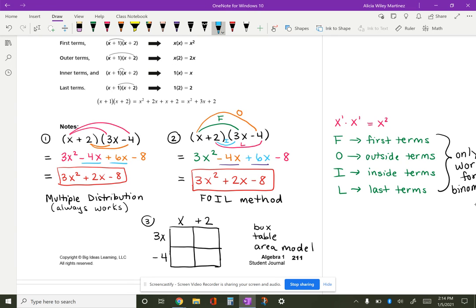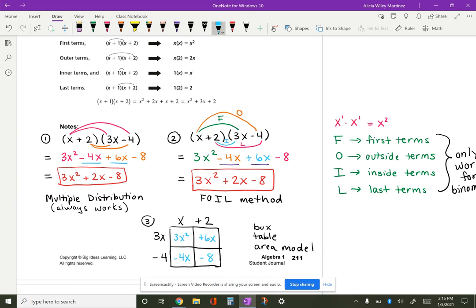3x times x is 3x squared. 3x times 2 gives me 6x. The -4 times x will land in this box to give me -4x. The -4 times 2, like a multiplication table, would land in this box, giving me -8.